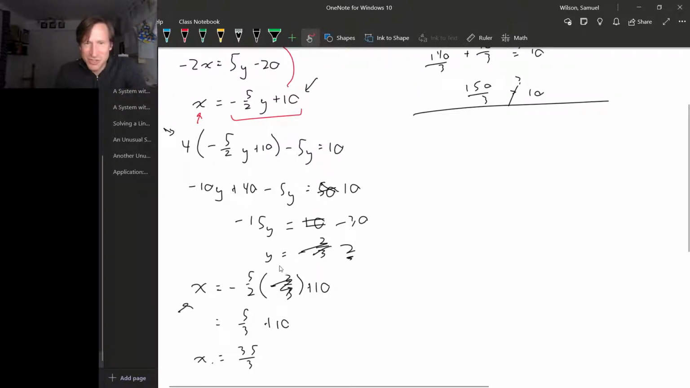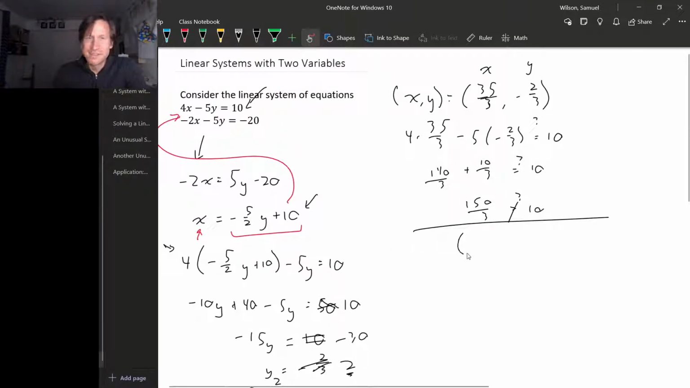So this should be a 2 right here. So we get 2 times -5, it's 5. So x should be 5. So what we should have gotten is 5 and 2.